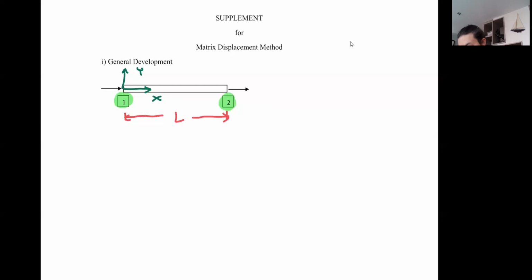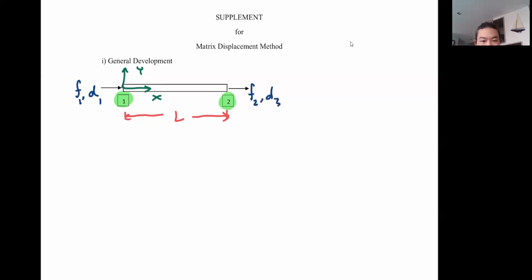All right, and at this node, you could have force applied to it, and it could also have displacement. So if it's at node 1, you can call it F1 and then D1. And likewise, at node 2, you could have the force at node 2 and the displacement at node 2. So this is nothing, it's just a nomenclature.